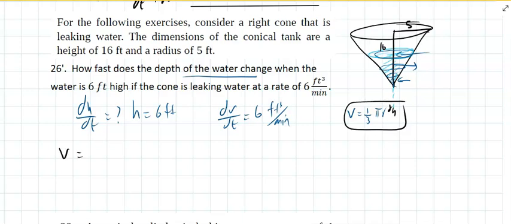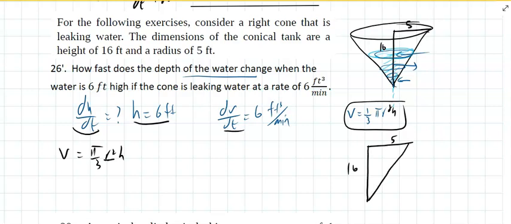So if I know the volume is pi over 3 r squared h, I notice there's nothing about r. They told me find the change in the height when the height is given and the volume. R, there's no information about it. I need to get rid of that. And the way I do that, this is 5, this is 16. The height of the liquid and the radius are unknown.